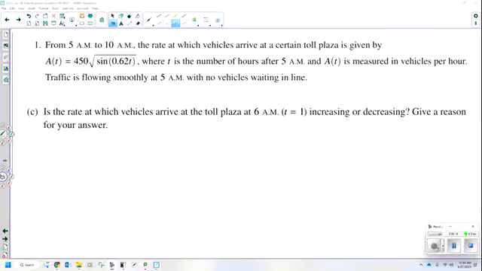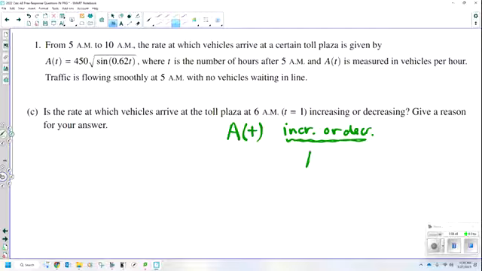1C. Is the rate at which vehicles arrive at the toll plaza at 6 a.m., so right at time 1, increasing or decreasing? All right. So they're asking us, is our rate, which is A of t, increasing or is it decreasing? Increasing and decreasing tells me derivative. So I need to look at the derivative at 1. If it's positive, it's increasing. If it's negative, it's decreasing. This is very, very simple.